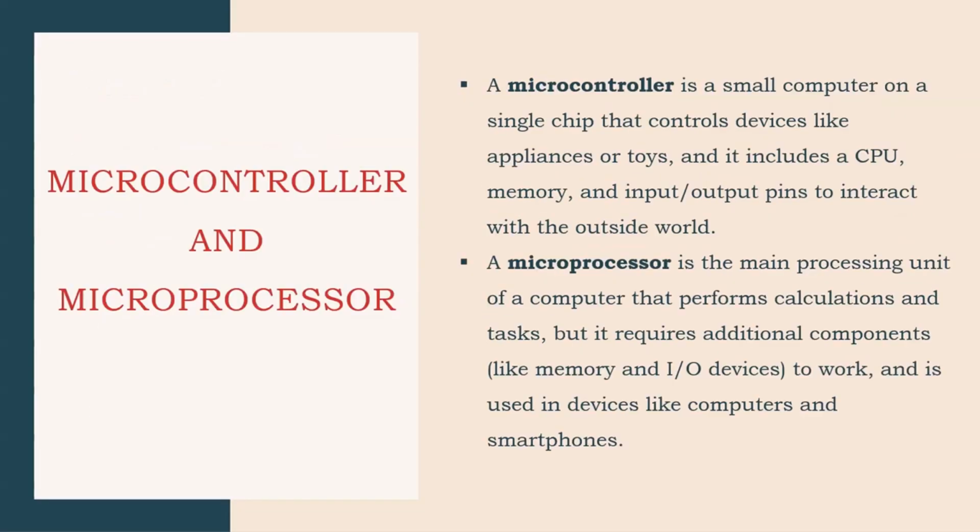And coming to this slide, we can see what a microcontroller is and what a microprocessor is. A microcontroller is a small computer on a chip. It controls devices like appliances and toys. It has a CPU, memory, and input output pins built in. It can work on its own to control simple devices. And coming to the microprocessor, it is the main part of the computer that does all the thinking. It needs extra parts like memory and input output devices to work. It is used in bigger systems like computers and smartphones.